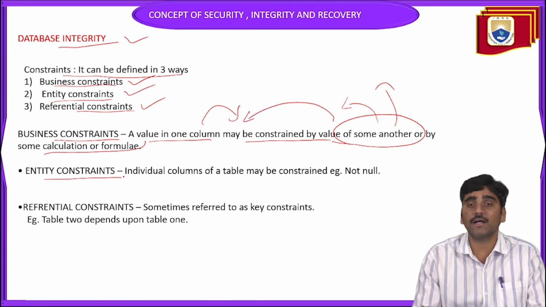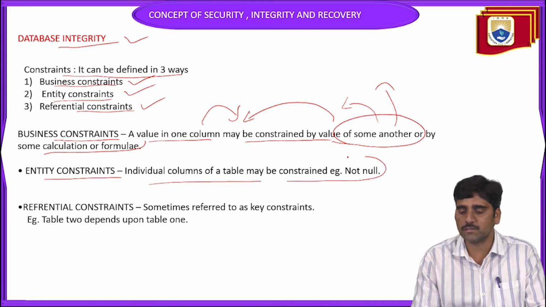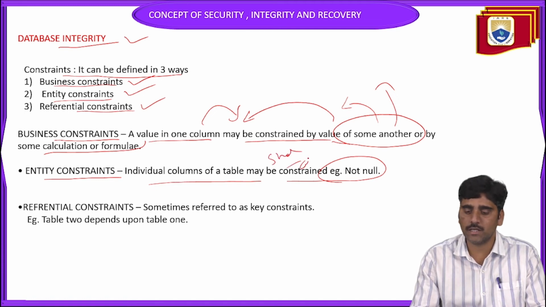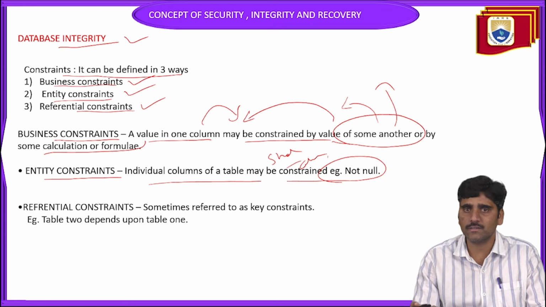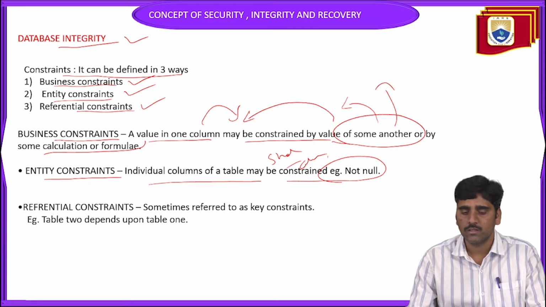The second one is entity constraints. Individual columns of a table may be constrained, for example, not null. Entities are real-world objects; a student is an entity, a college is an entity. These can have different types of constraints: not null, primary key, unique, check constraints, and so on. You can provide all these constraints on particular columns in the table, and by providing them you can restrict what data can be entered. This is entity constraints.